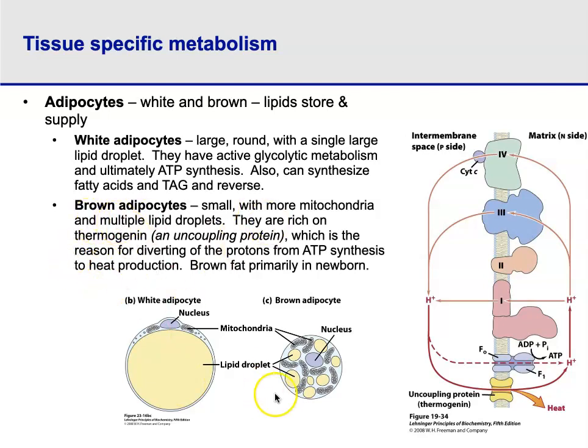The brown adipocytes, though, as you can see here in this diagram, are smaller. They have a lot more mitochondria, and they have multiple droplets, not just a single large droplet. Now, something interesting that they also contain is that they are rich in the thermogenin protein. It's also known as an uncoupling protein, and that is because it allows the entrance of protons through it, skipping the ATP synthase. By doing so, the thermogenin, or the uncoupling protein, allows for the protons to come in, and in the process it generates heat.